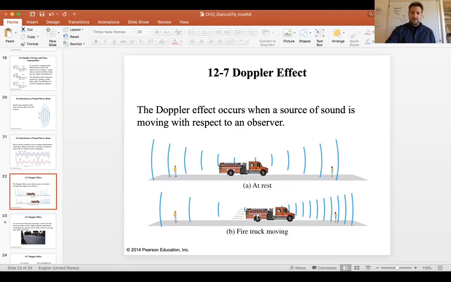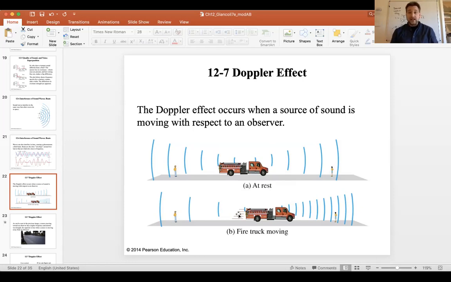So on the side of the picture that the fire truck is moving towards, those wavefronts get bunched up a little bit, and the wavelength decreases. If the wavelength decreases, the air is the same, so the speed of sound in the air is the same, which means the frequency has to increase. This person on the right-hand side is actually hearing a higher frequency than if the truck were at rest. This person on the left is hearing a lower frequency because those wavefronts are spaced farther apart.